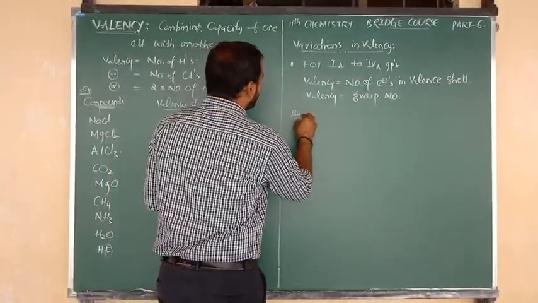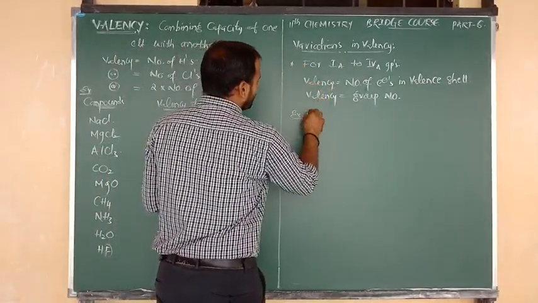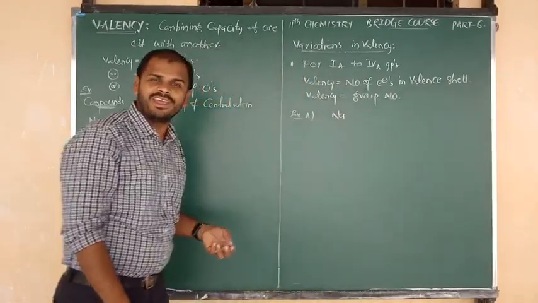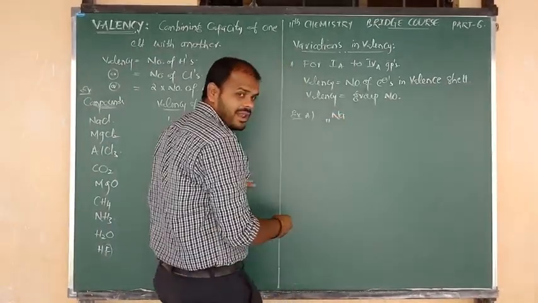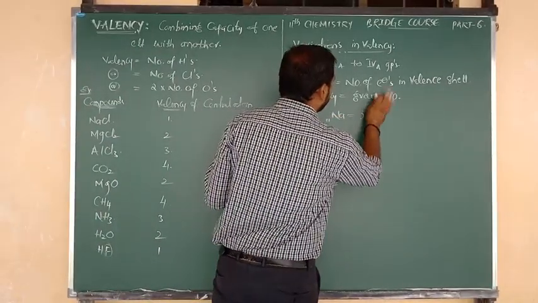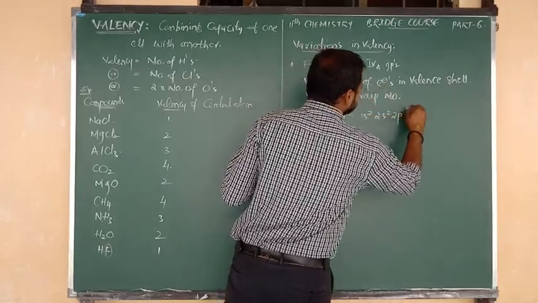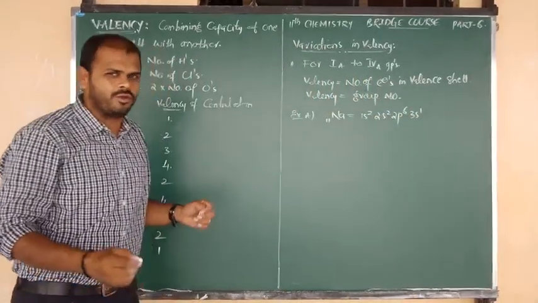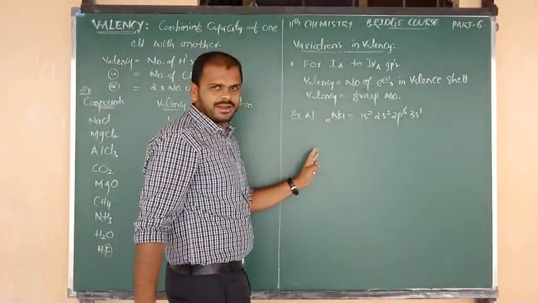Example 1: suppose I take sodium metal. The atomic number of sodium is 11. Its electronic configuration is 1s2, 2s2, 2p6, 3s1. In the last class I already told you this, and you may know it very well. So totally 11 electrons are there.